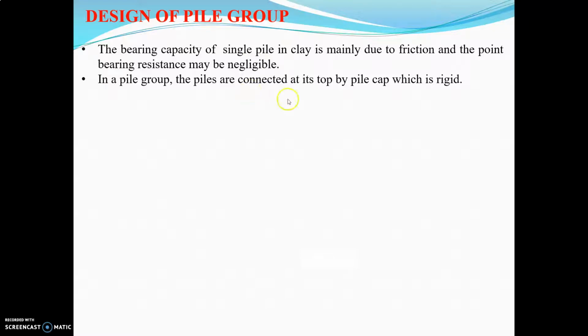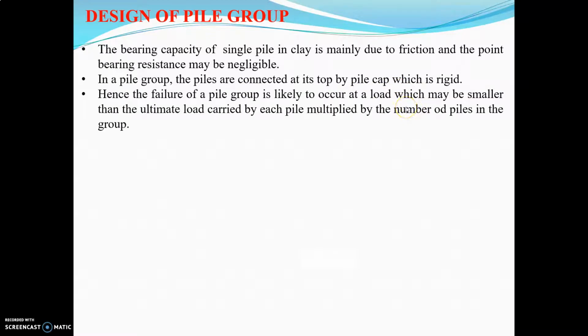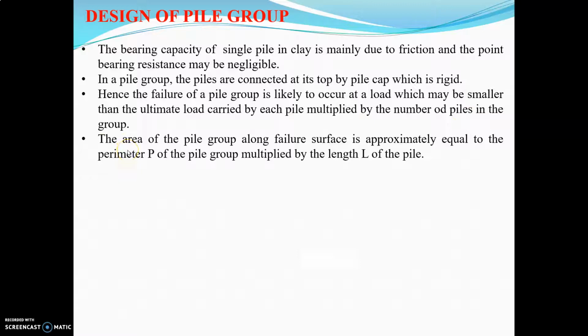In a pile group, the piles are connected at the top by a pile cap which is rigid. Hence, the failure of the pile group is likely to occur at a load which may be smaller than the ultimate load carried by each pile multiplied by the number of piles in the group. The area of the pile group along the failure surface is approximately equal to the perimeter P of the pile group multiplied by the length L of the pile.